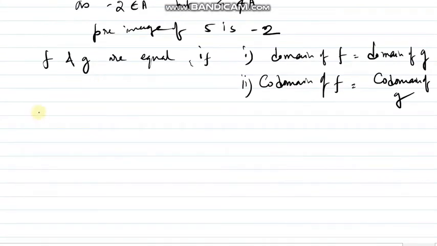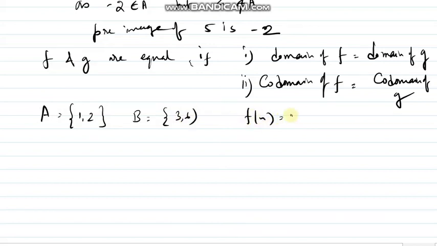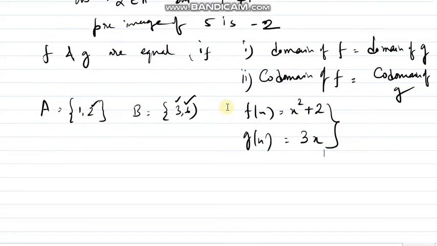Suppose A is given as {1, 2} and B is given as {3, 6}. f(x) is x² + 2. Putting in the values, 1² + 2 is 3 and 2² + 2 is 6. With the same domain and same codomain, g(x) = 3x: 3 × 1 is 3, 3 × 2 is 6. Both these functions have the same domain and same codomain, so we can say that they are equal.